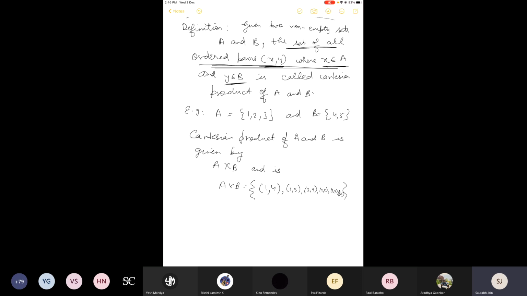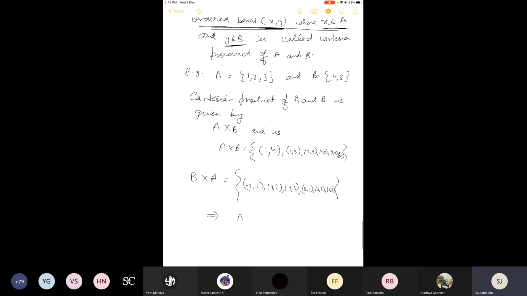If in the same question we have to find B cross A, that means Cartesian product B cross A, then now we will consider elements of set B first and then set A. That means if I take 4 from set B, the Cartesian product will contain 4 comma 1, 4 comma 2, 4 comma 3, and then we will consider 5 and it will be 5 comma 1, 5 comma 2 and 5 comma 3. Okay. So here we come to an important conclusion that A cross B is not equal to B cross A.